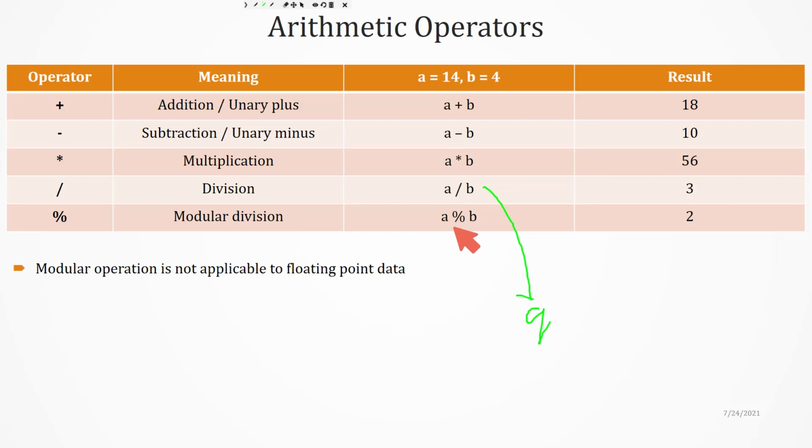Similarly, a mod b. Here it is not called percentage. In C, this percentage symbol is known as mod. a mod b means what will be the remainder when we divide 14 by 4. When we divide 14 by 4, the remainder will be 2. So that is the value.